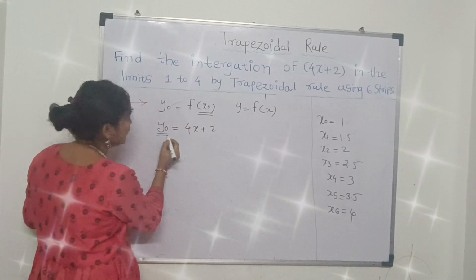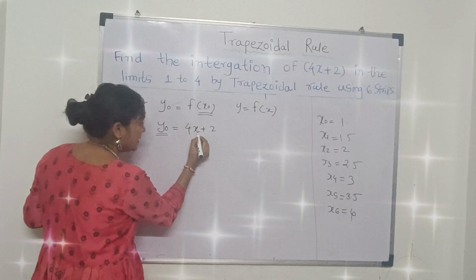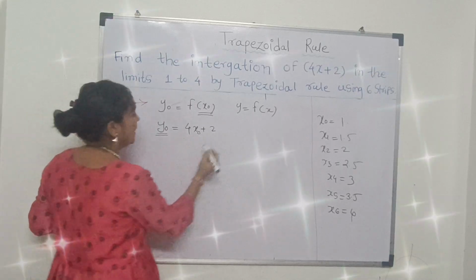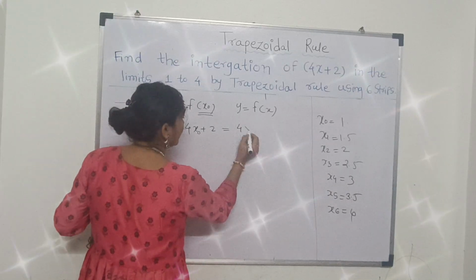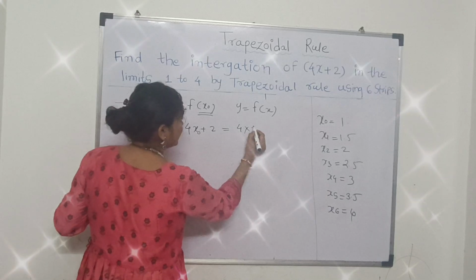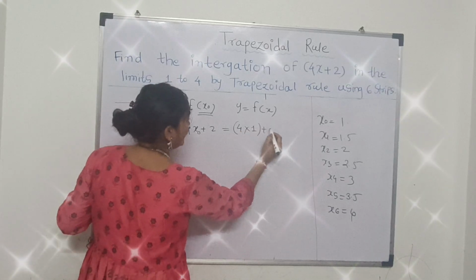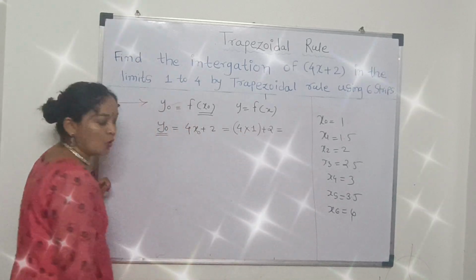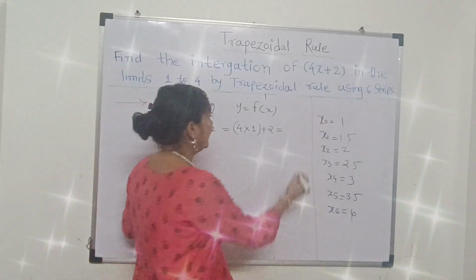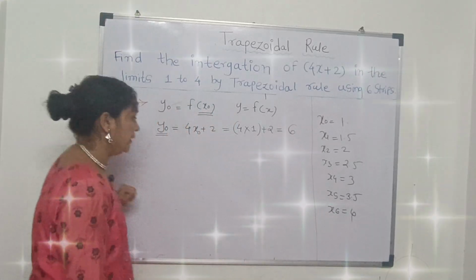But here y0 is there, so you are supposed to consider the 0 here. So you have to take 4 multiplied by the x0 value, which is 1, plus 2. So it becomes 6.